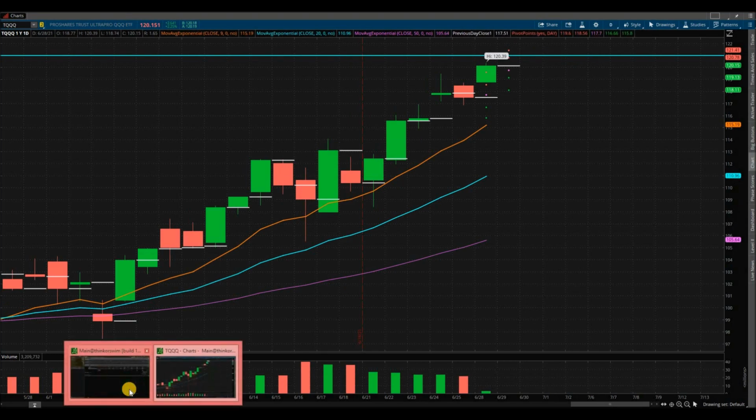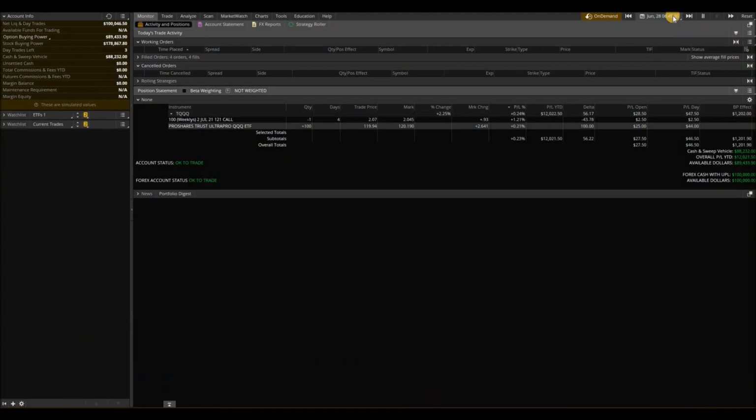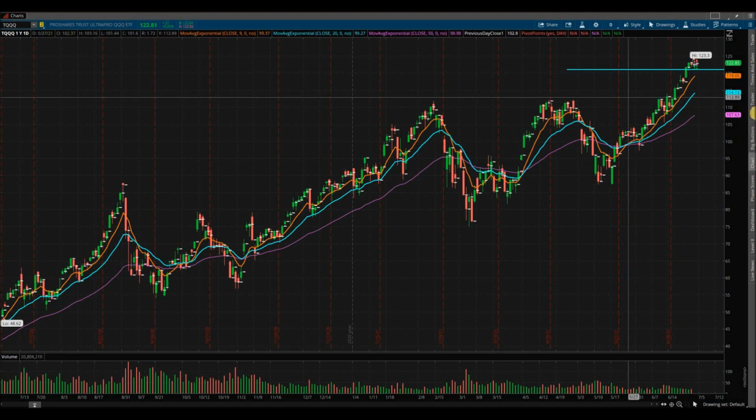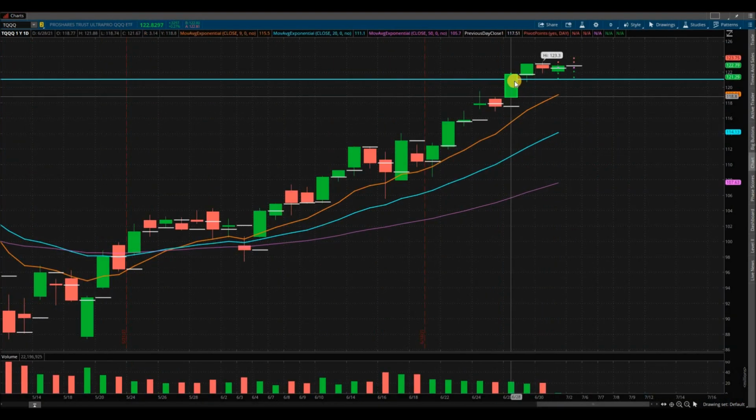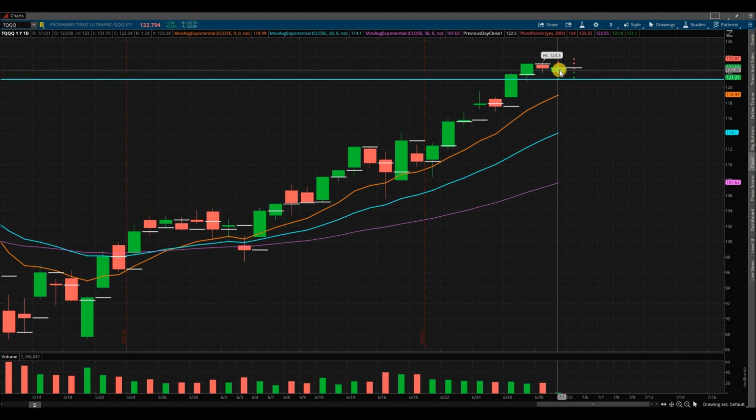Because I'm on a virtual account, I'm going to jump forward to Thursday, and this could take a few minutes to load. Now that we've loaded the data for Thursday, as you can see, we set up the covered call right here on the 28th, and right now price is higher than where my call option is being sold.